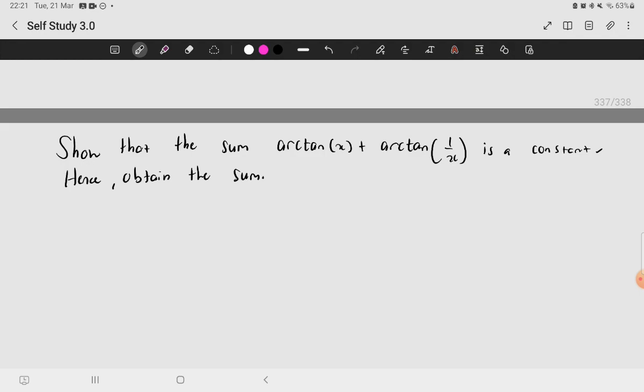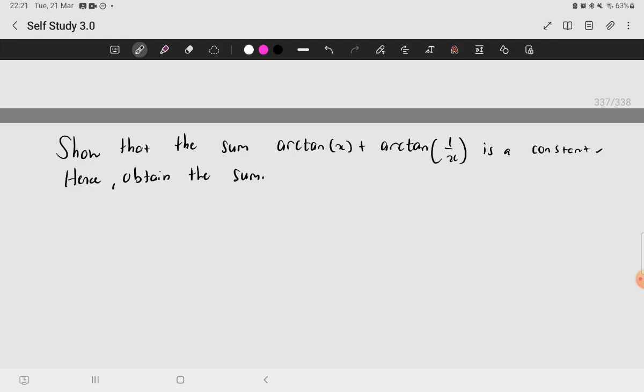Today I want to show you a really interesting question, in my opinion, regarding this statement here. This statement says: show that the sum of arctangent x and arctangent of 1 over x is a constant. In other words, this expression in particular is a constant value. I should point out that the value of x will be the positive real numbers, just to be clear about it. But I believe that zero will not be included.